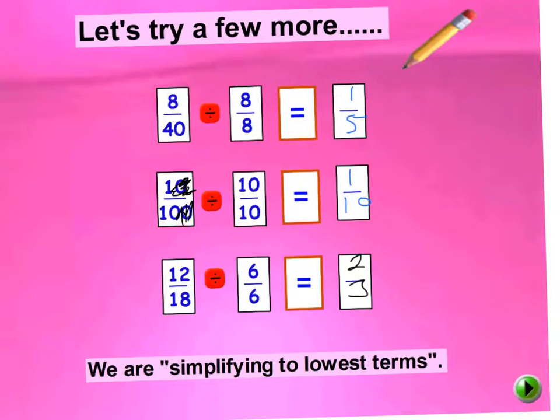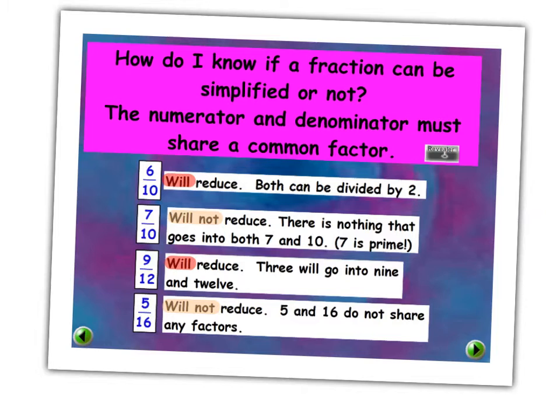We did the same thing for 10/100ths, and we got 1/10. 12/18 divided by 6/6 is 2/3. Reminder, 6/6 is 1. 10/10 is 1. 8/8 is 1. So we are really dividing by 1.